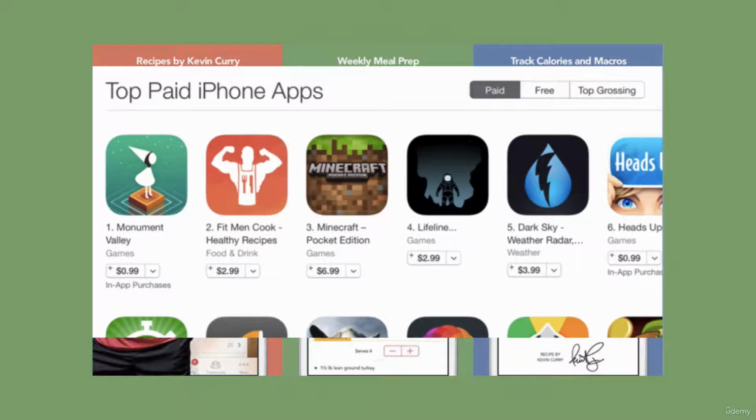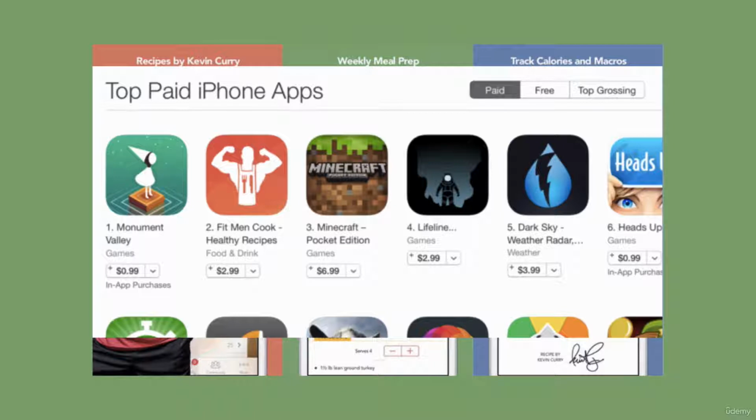So they basically launched onto the App Store, and within the first day, they hit the number 2 spot in the top paid iPhone apps with a pricing model of $2.99. They were wedged between Monument Valley and Minecraft. So you can see that these people did really, really well off this app, essentially.